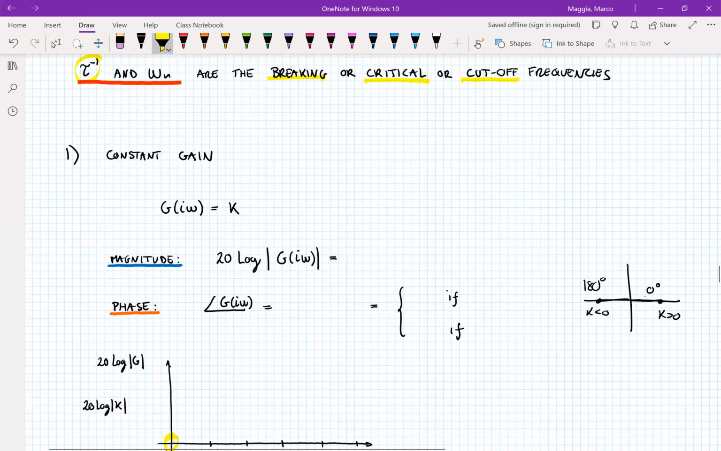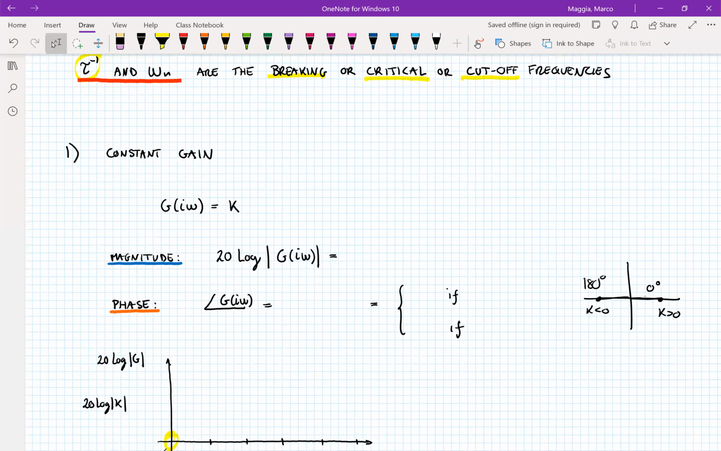Okay, so as said, we're going to see all the contributions of the single factors, and then we can come up with an overall Bode plot, by just superimposing the contributions of the factors. So let's start with the simplest of them all, which is the constant gain. Now let's consider a transfer function that is simply a constant. So G of i omega is K.